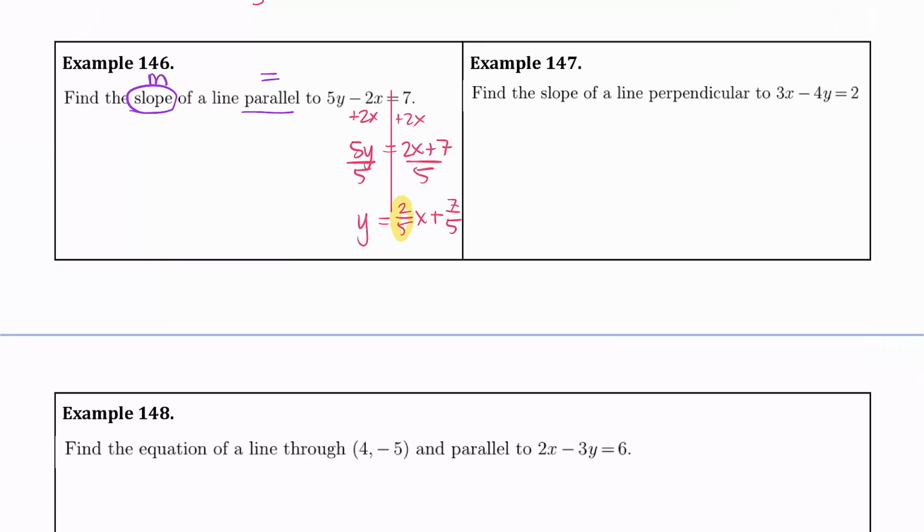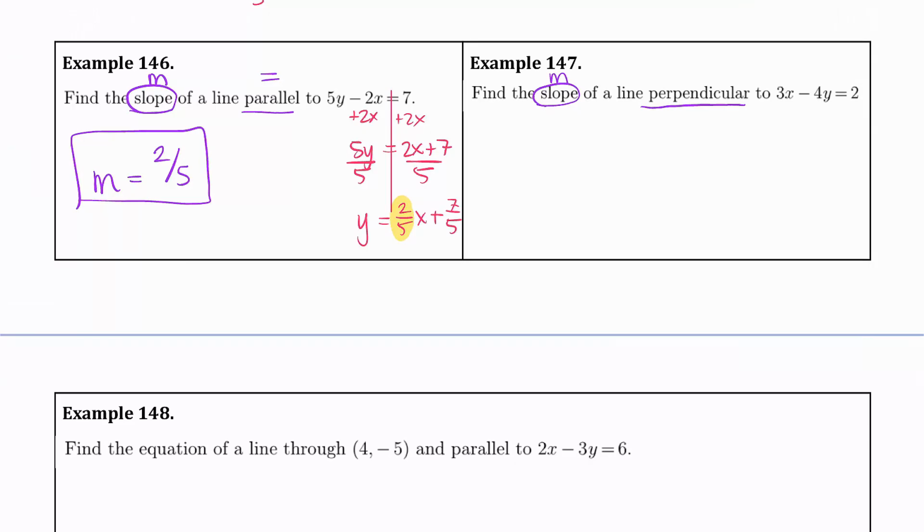We're only concerned about our slope because we know our line is parallel to this, so that means our line also has a slope of 2/5. If they're parallel, our slopes are going to be the same. Okay, on example 147, they ask us to find the slope, again, which is the m, of a line perpendicular. So not parallel, perpendicular to this equation right here.